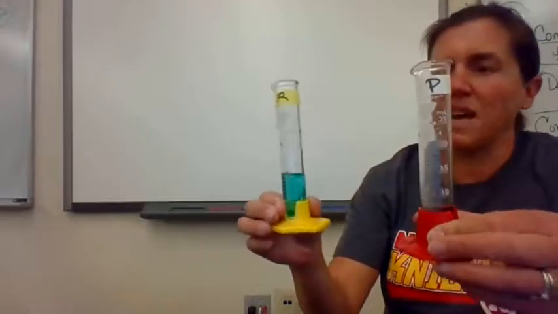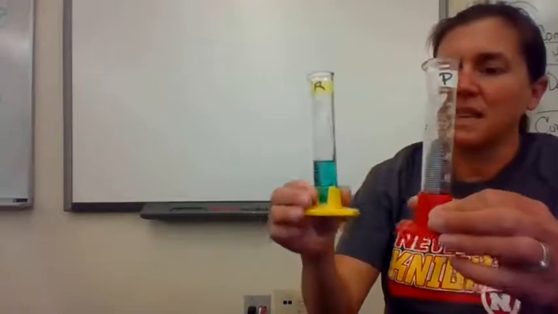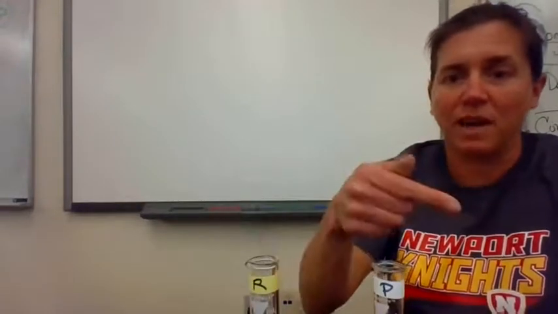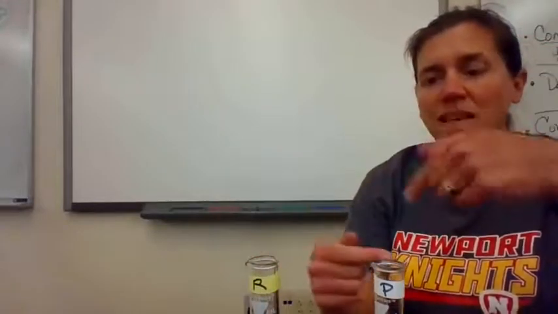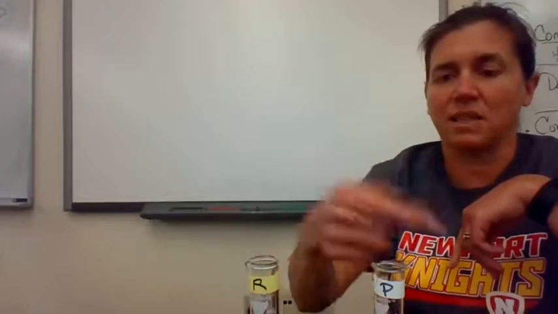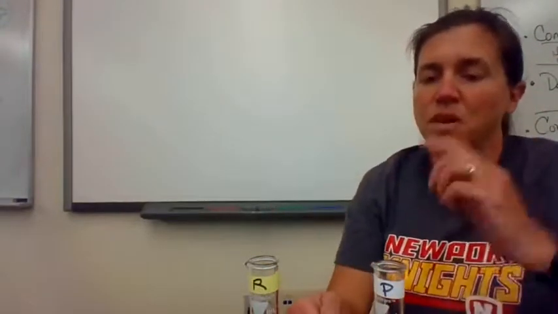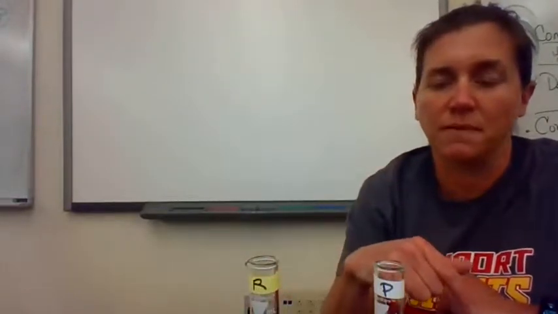So equilibrium does not mean that the amount of reactants is the same as the amount of products. What it means is that the amount of liquid going this direction is the same as the amount of liquid going this direction. So what that means in terms of the chemistry is that the rate of this reaction is the same as the rate of that reaction. So we've reached equilibrium when the rate of the forward reaction is equal to the rate of the reverse reaction.